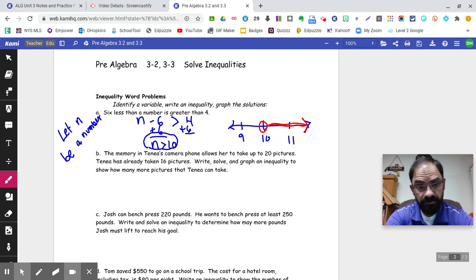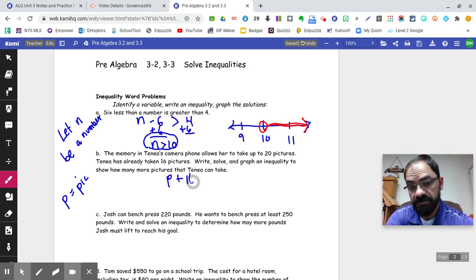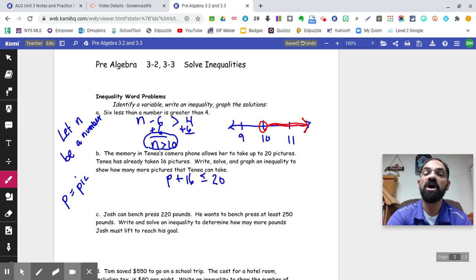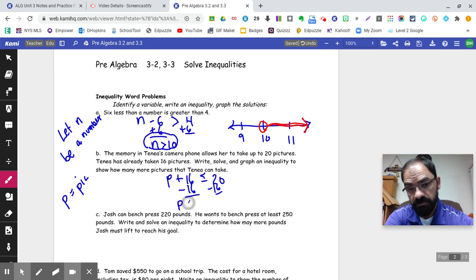So we can let P equal pics. So we can say P plus the 16 has to be less than or equal to 20 because she can take up to 20. So how many more can she take and store on her phone? Well, minus 16 to both sides, always doing the opposite. P is less than or equal to 4.